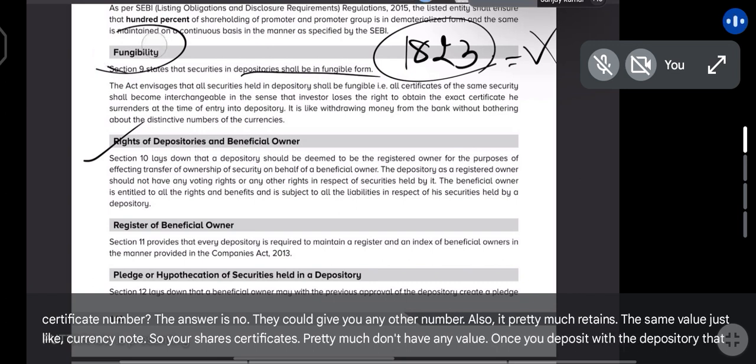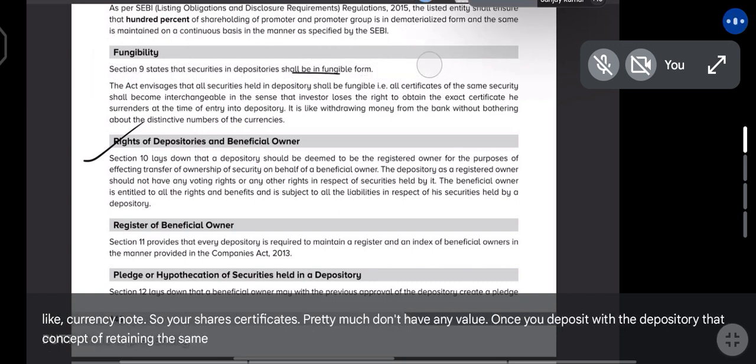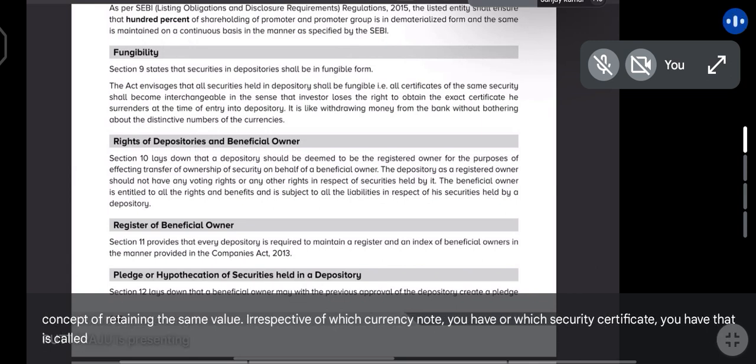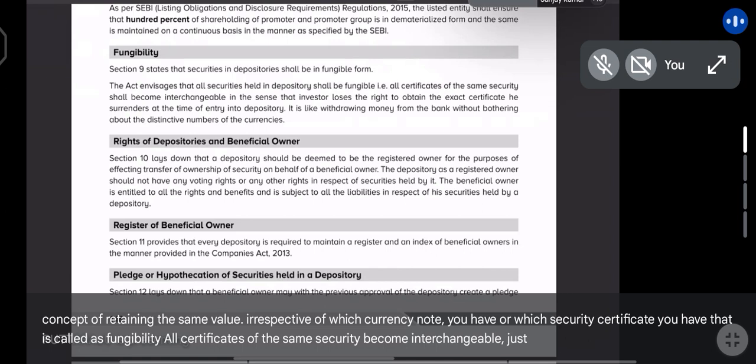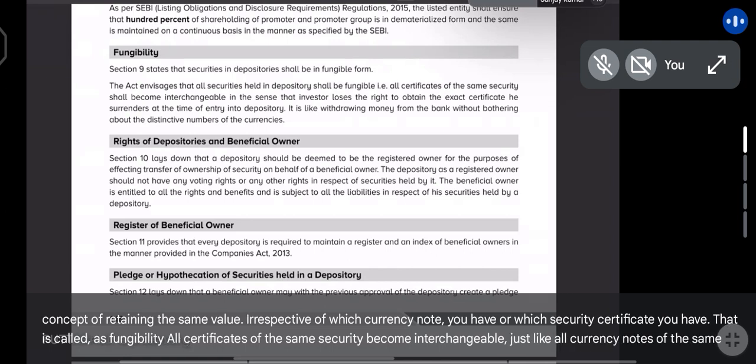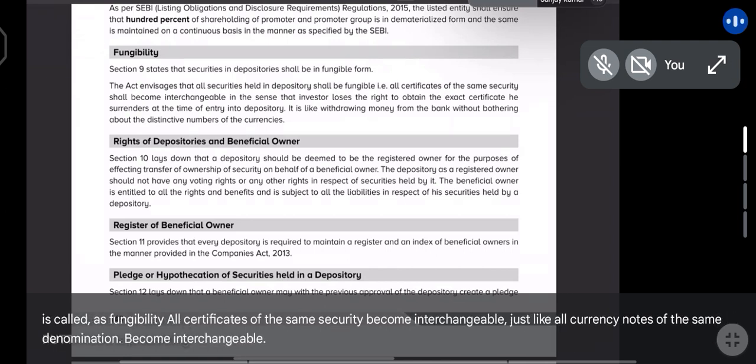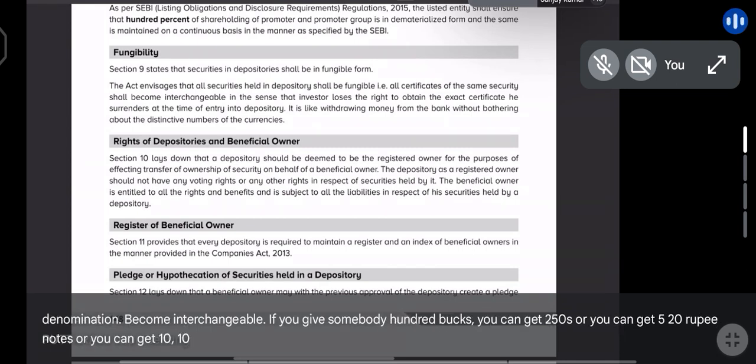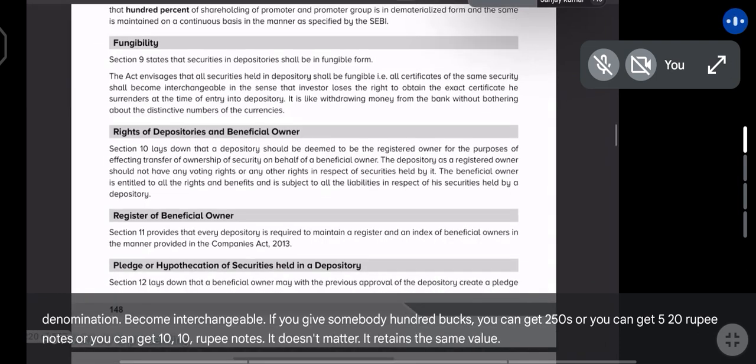That concept of retaining the same value, irrespective of which currency note you have or which security certificate you have, is called fungibility. All certificates of the same security become interchangeable, just like all currency notes of the same denomination become interchangeable. If you give somebody 100 rupees, you can get 2 50s, or you can get 5 20 rupee notes, or you can get 10 10 rupee notes. It doesn't matter. It retains the same value. That is what is called fungibility.